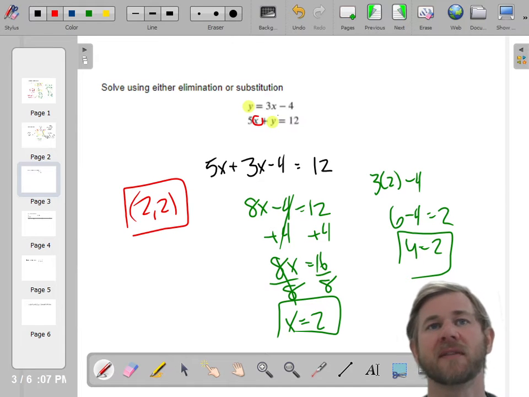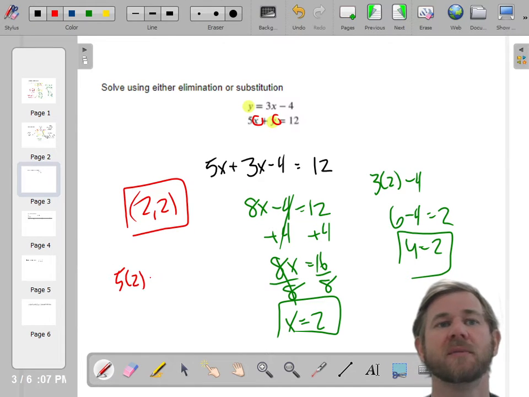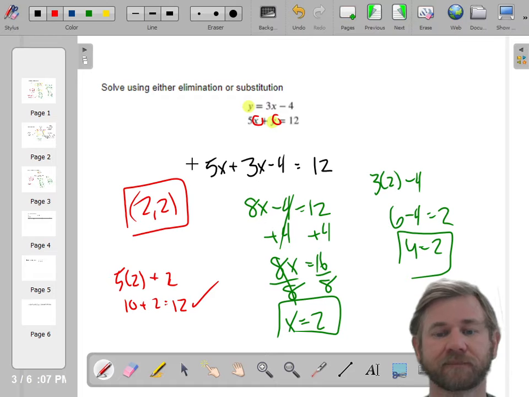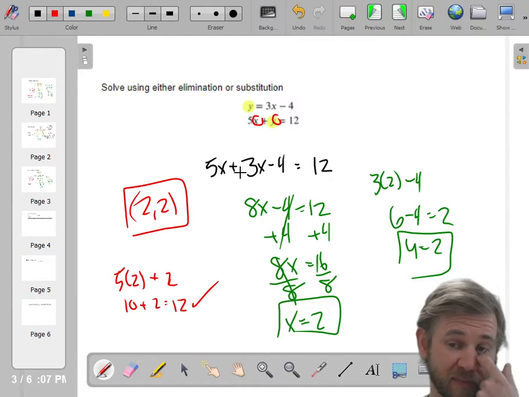And I'll check it by plugging that in right there. 5 times 2 plus 2. 10 plus 2 is a 12. So I know I did it right. Alright, so those are solving linear systems.